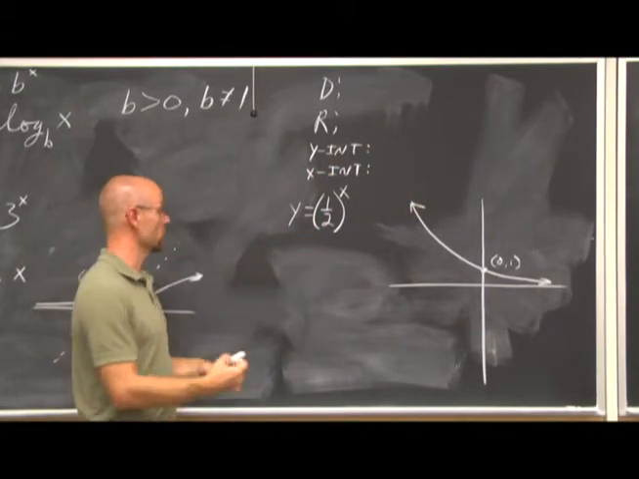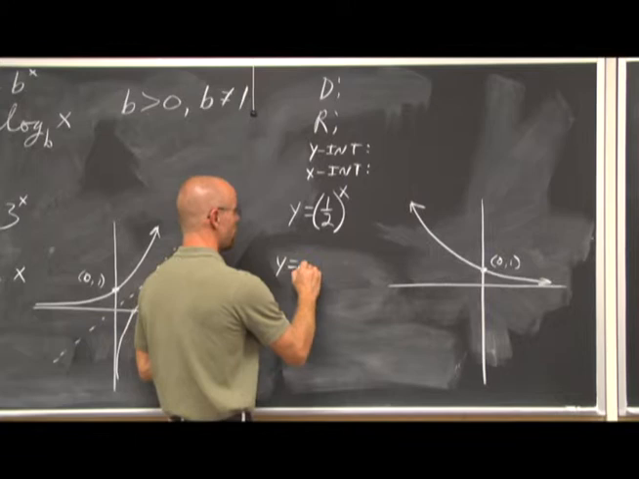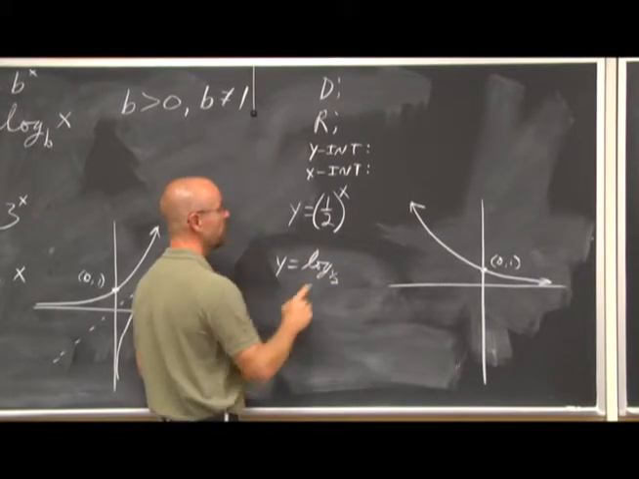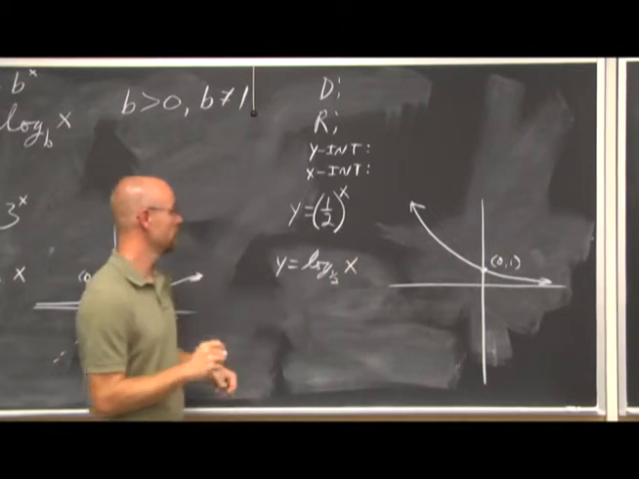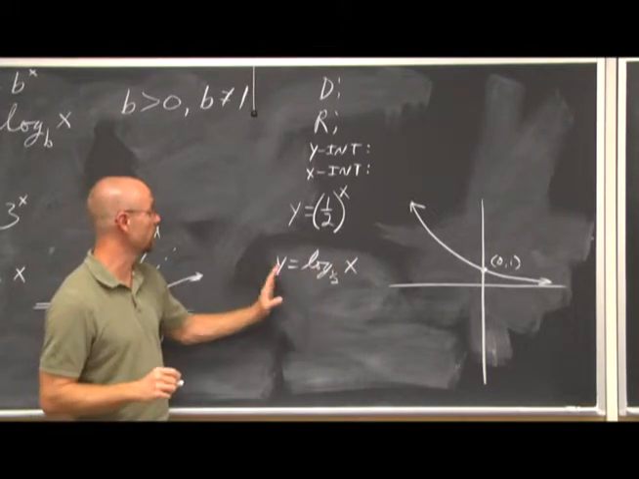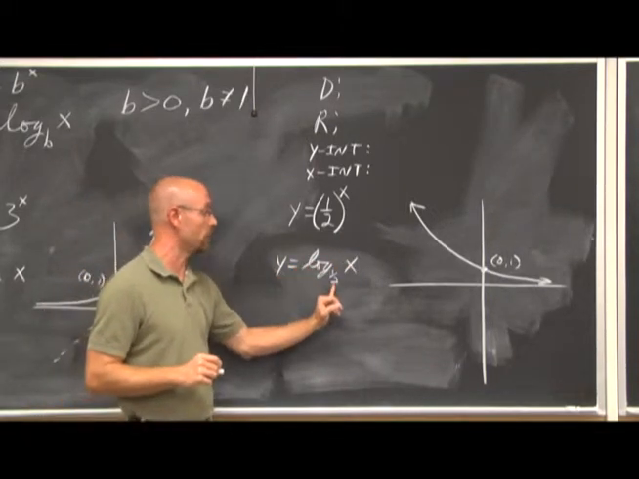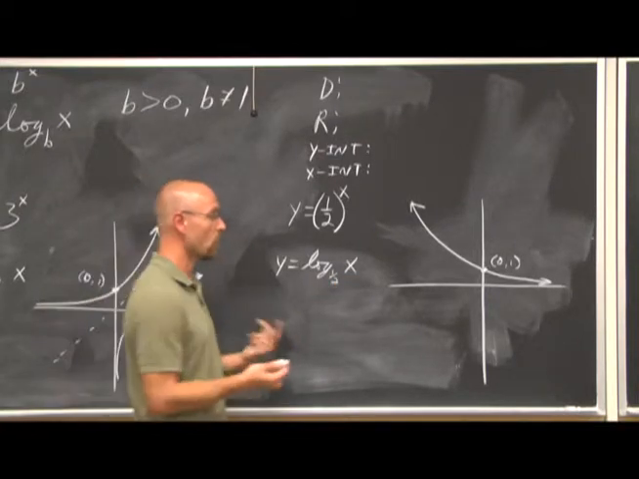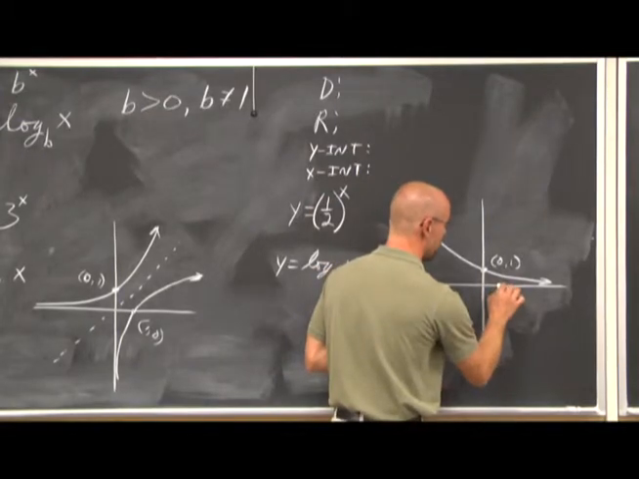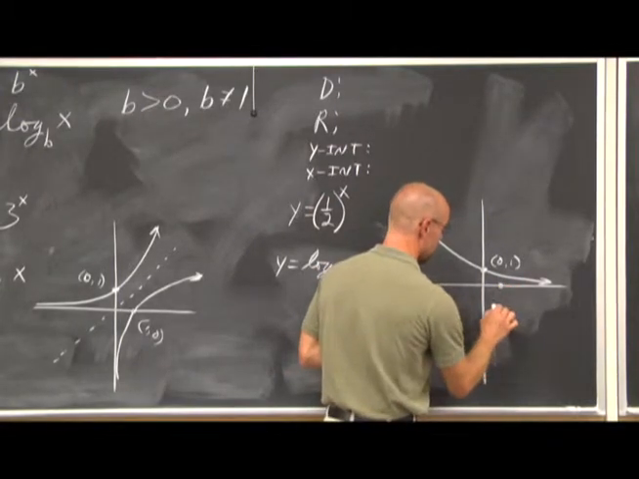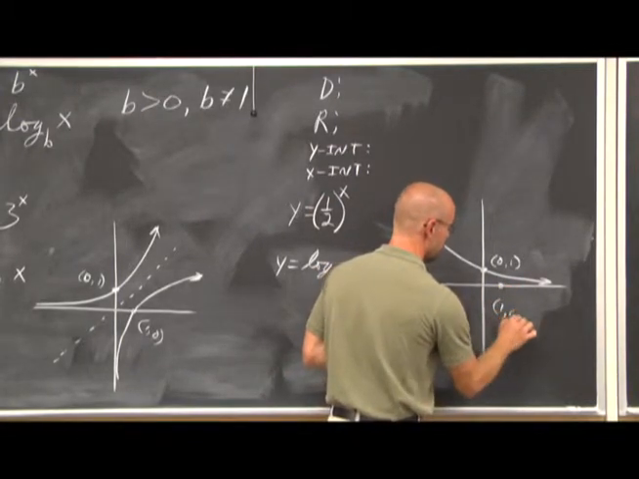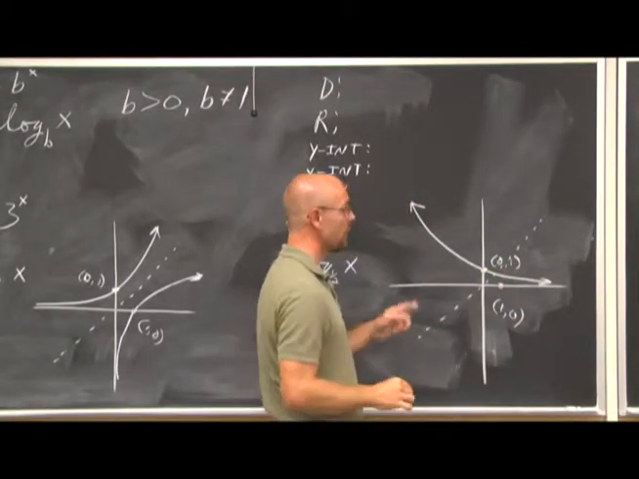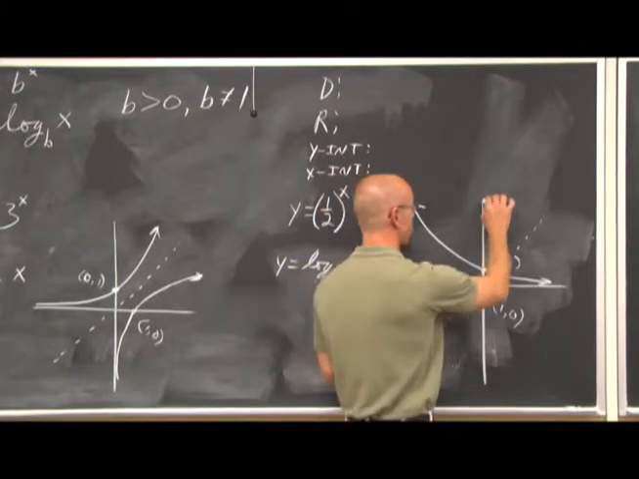So its inverse, a logarithm, the base in this case is 1/2. I would read this as y equals log base 1/2 of x. How do I graph that? Well, if we look at this, we still have this point, and I'll write it over here, (1, 0). That's part of our reflection.